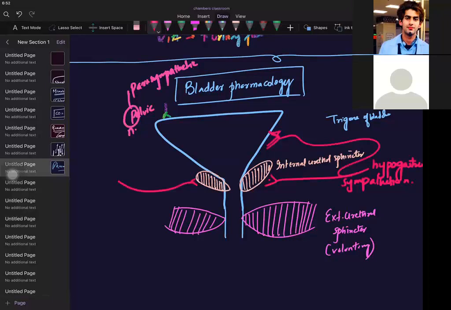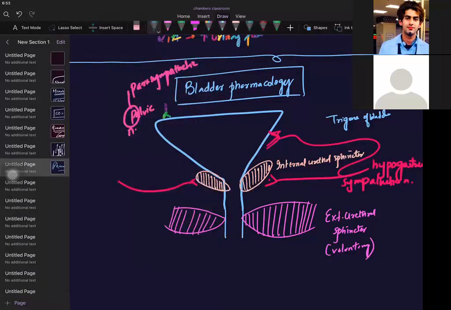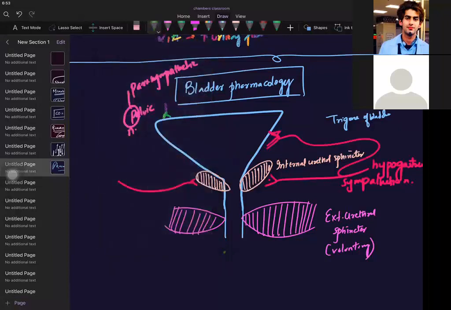Now, which nerve is supplying the external urethral sphincter? I hope you haven't forgotten. You don't focus on these things in your first year of med school. So it is the pudendal nerve. Pudendal nerve. Let me write it in capitals for you: Pudendal.